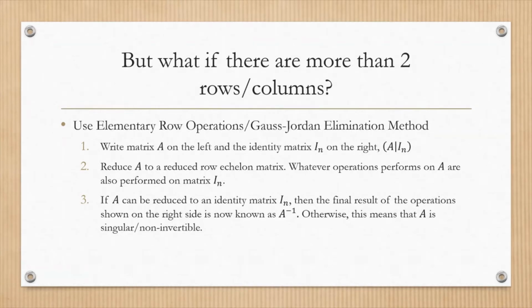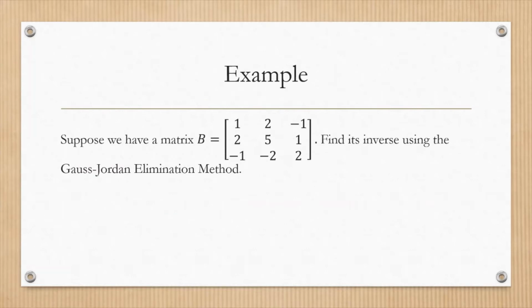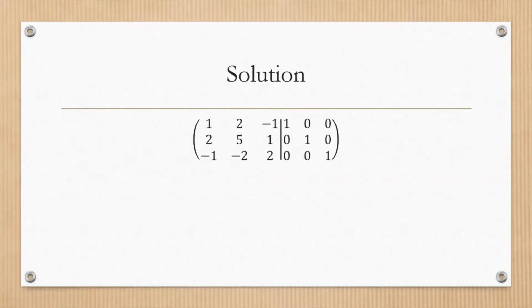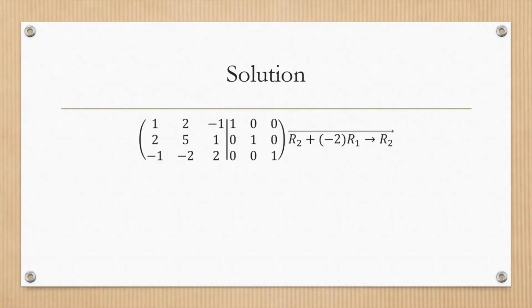To see this clearly, we have to look at an example right here. Suppose we have a matrix B with the following values, a 3 by 3 matrix. We're going to find the inverse of this matrix using the Gauss-Jordan elimination method. This is the first step. The matrix B from the question earlier is written on the left side, and we separate it with this straight line, and on the right side is the identity matrix. We'll try to reduce the matrix B so that in the end it becomes an identity matrix.